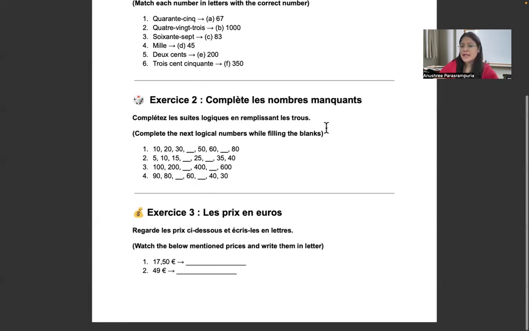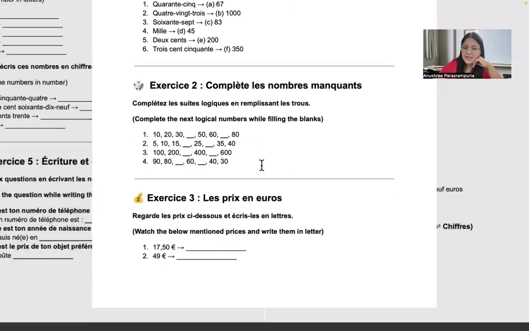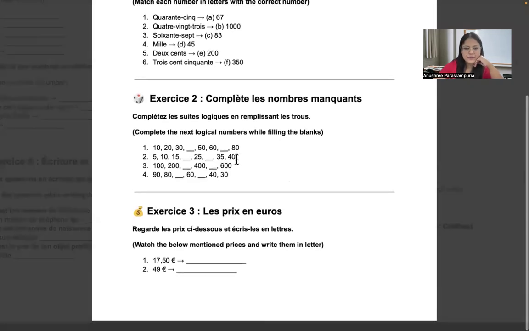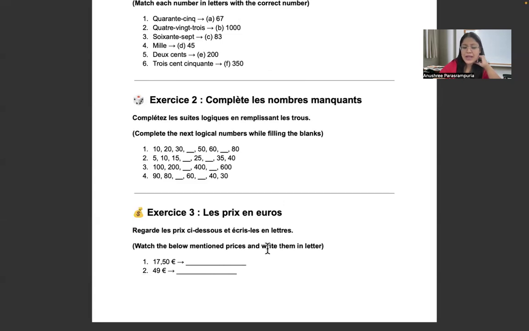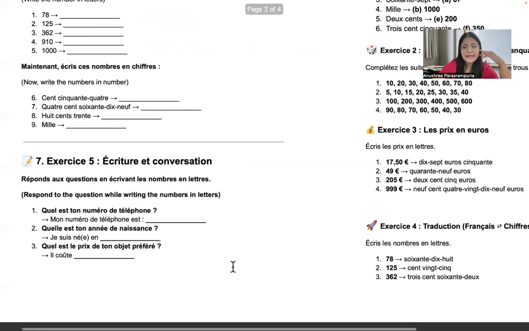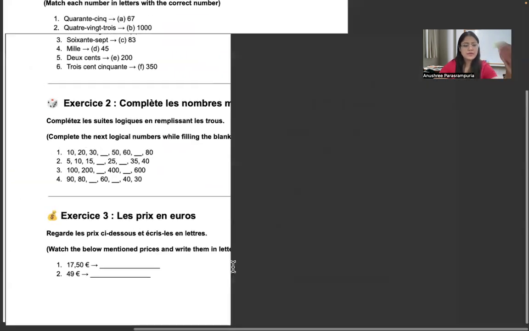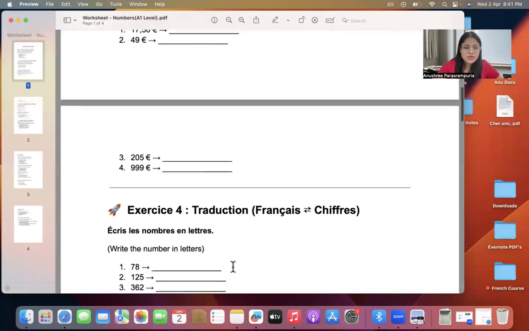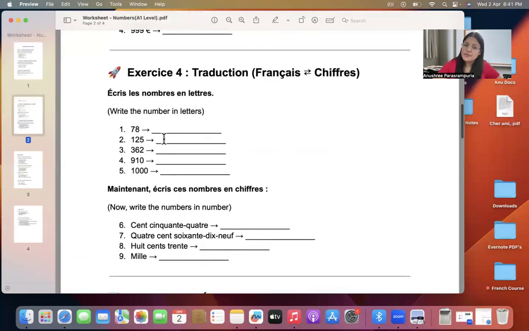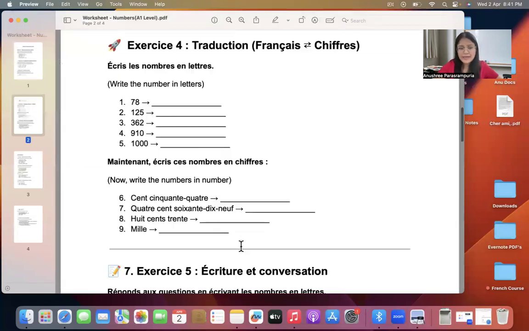In the second one, I think it's pretty logical. Here you have to fill in the missing piece according to the logic. This should be pretty simple. It should not be very difficult. In the third one, you have to write the price in euros. For that, I will also be teaching you what the currencies are in French for you to be able to understand. Then comes the next part, which is going to be the translation from numbers to letters and from letters to numbers, which is what you're going to be practicing.